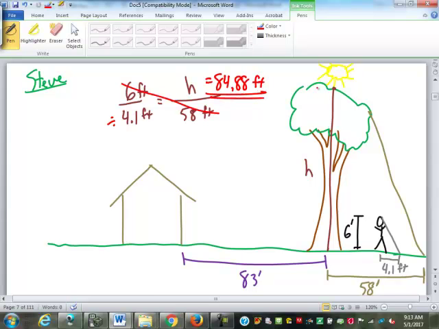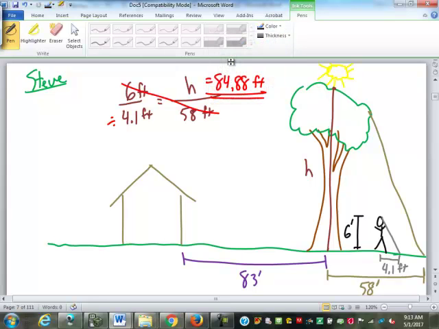So yes, the tree will reach the house. Probably won't do a whole lot of damage because it'll be just the top foot of branches, but might scratch the siding or crack a window. But that's a form of indirect measurement you can use to measure the height.